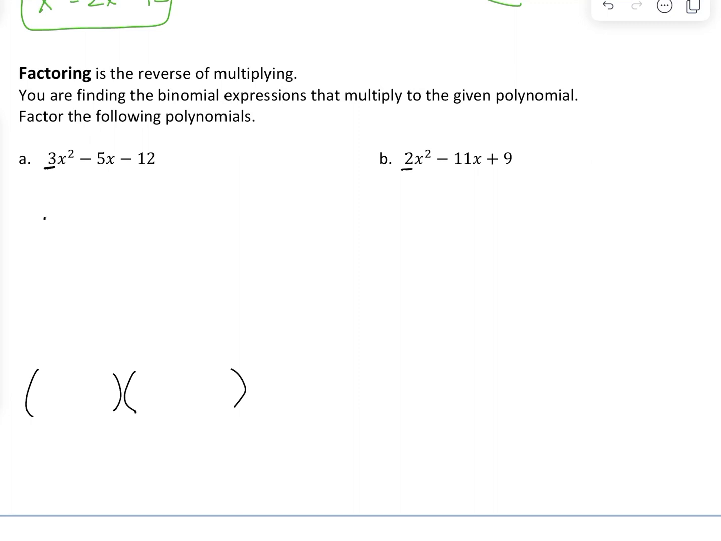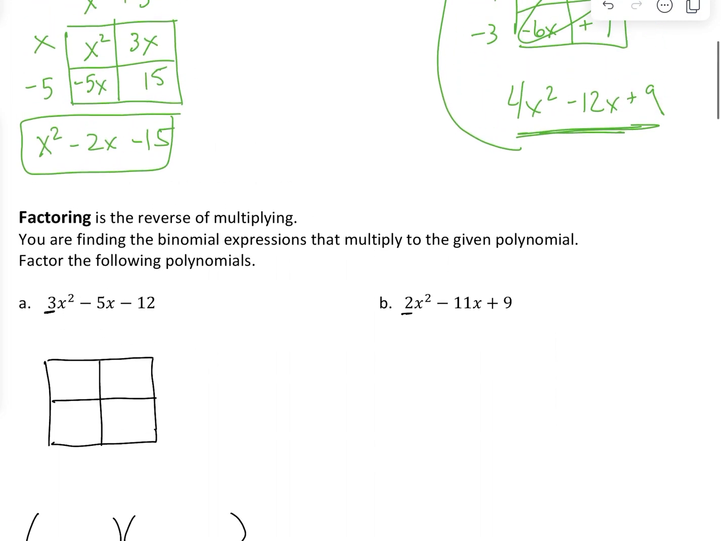So I'm going to use a method that uses a box, and it allows me not to have to guess or check at all. It gives me a little bit of organization for doing this. So if I look at some of the patterns from a past one, when I multiplied out and got this x squared minus 2x minus 15, these really came easily from up here, that this x squared and this negative 15 came from those two.